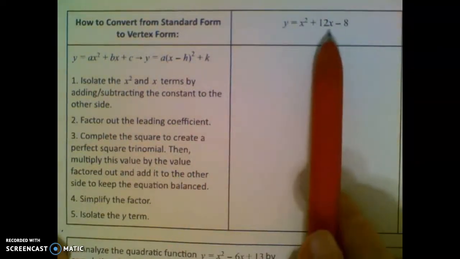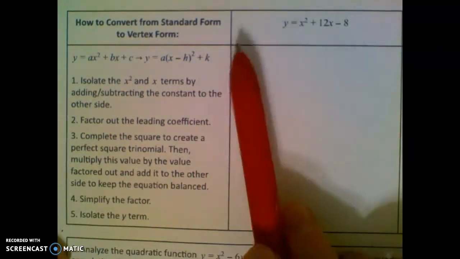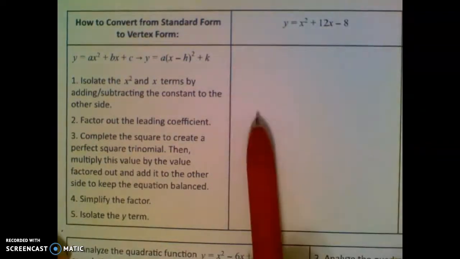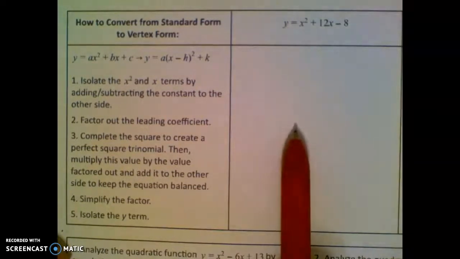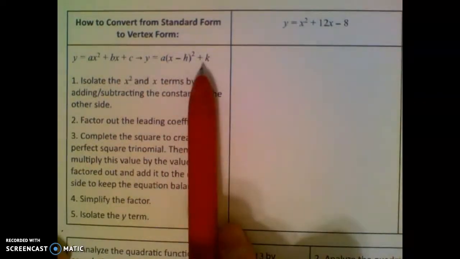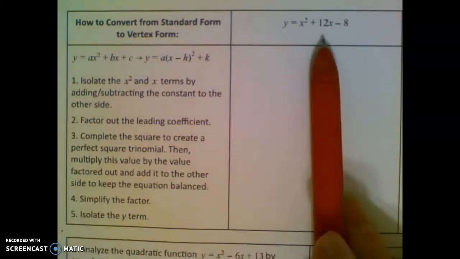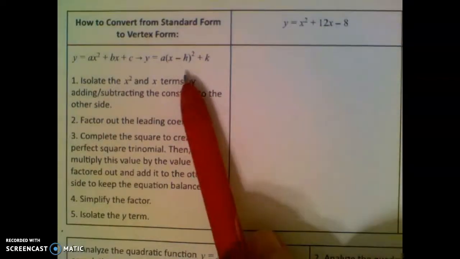You do that -b over 2a, find that x value of the vertex, plug it back in, find the y value, make a table of values, plot all your points. I promise you, vertex form is the easiest way to graph. Once you get your vertex, you do that 1, 3, 5 pattern.